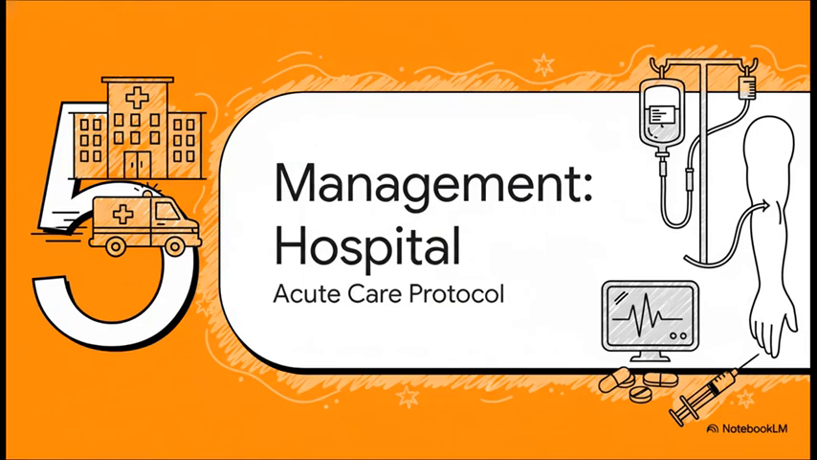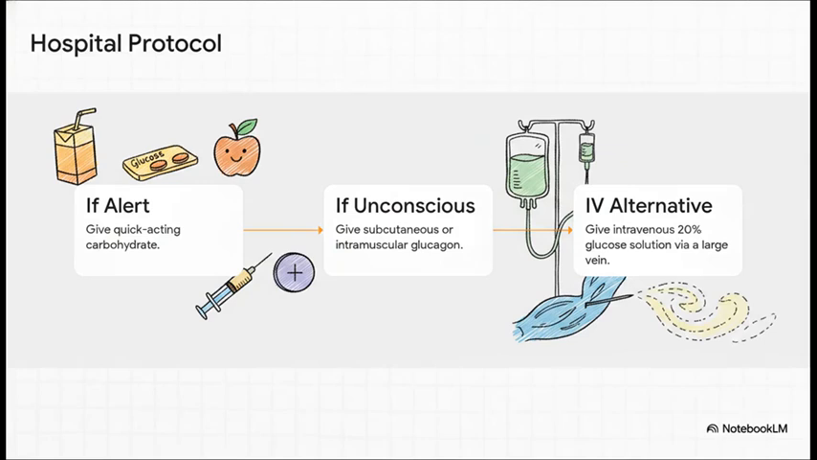The principles are pretty similar, but our options are a bit more expanded, especially when we're dealing with a severely unwell patient. So again, the decision pathway all comes down to the patient's status. If they're alert, we do the same thing. Use quick-acting carbs. But if they're unconscious or can't swallow, we've got two main options.